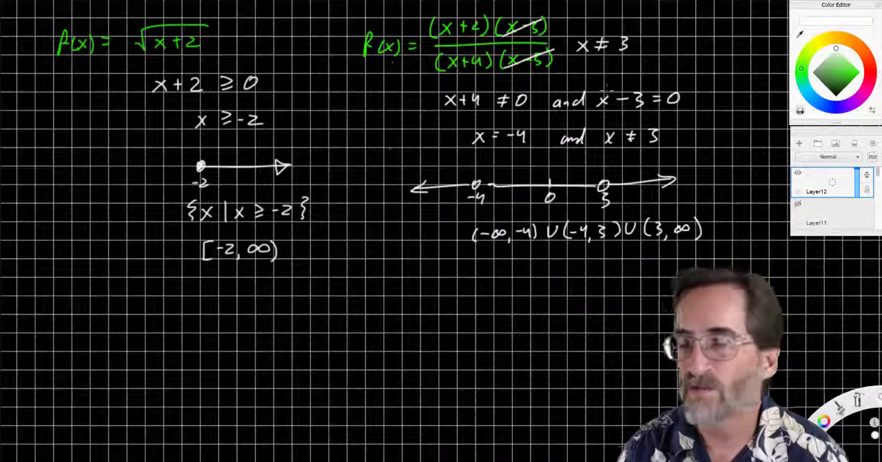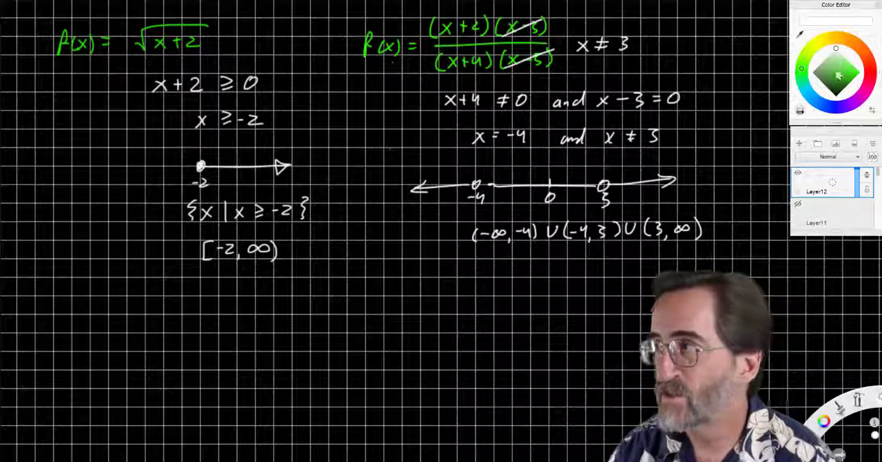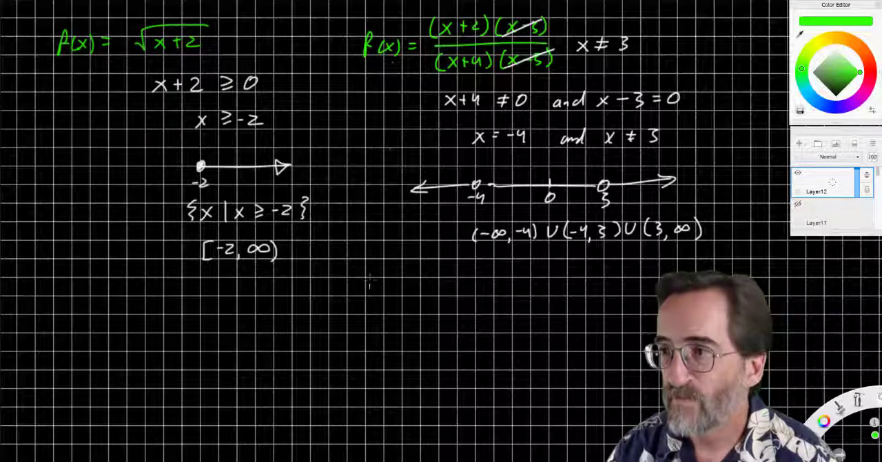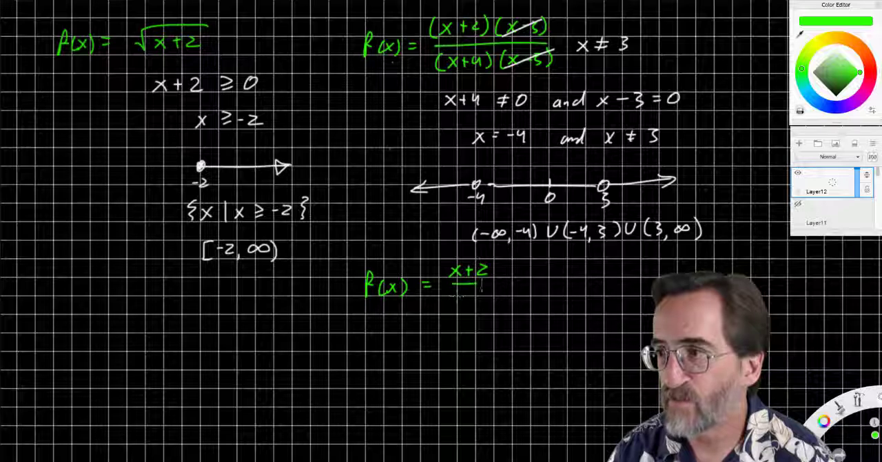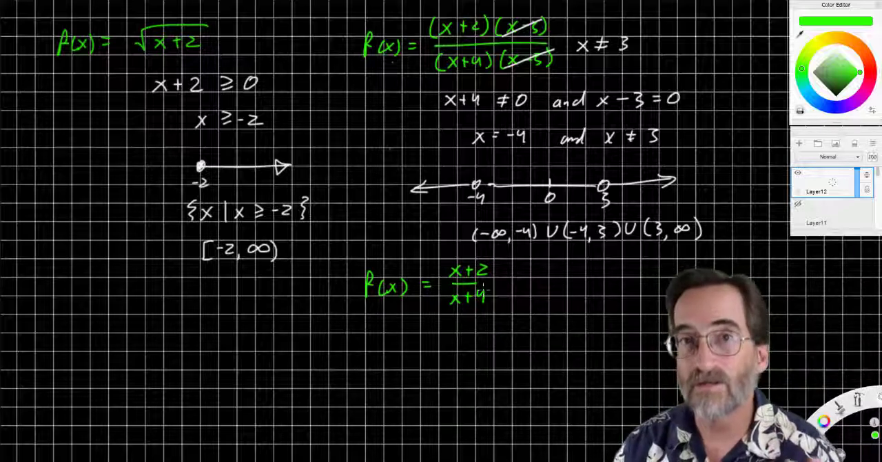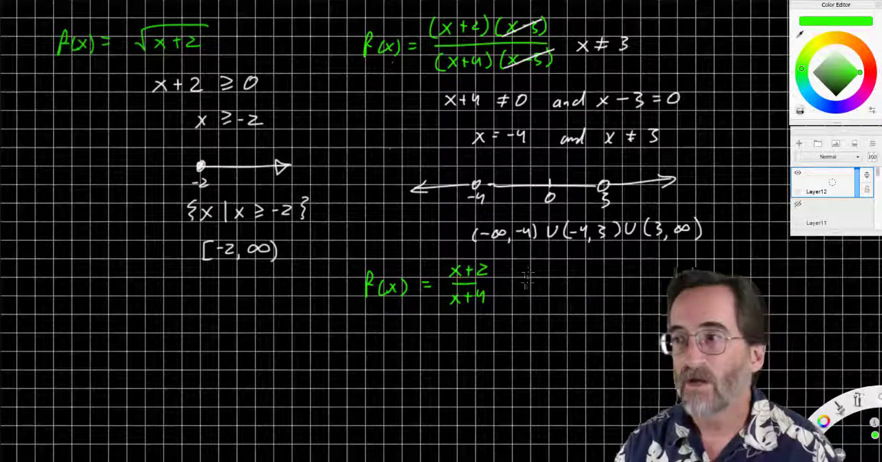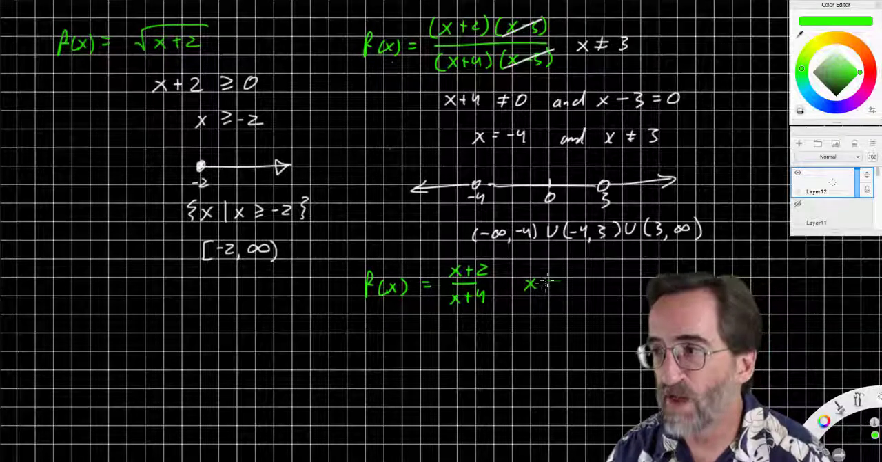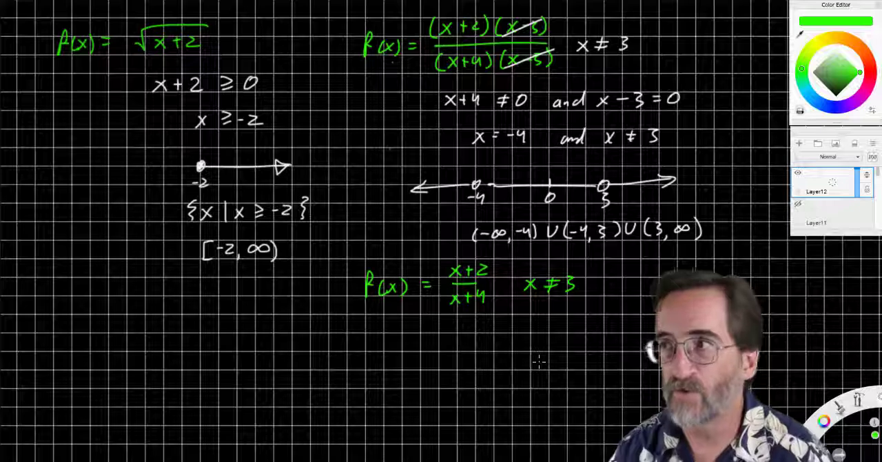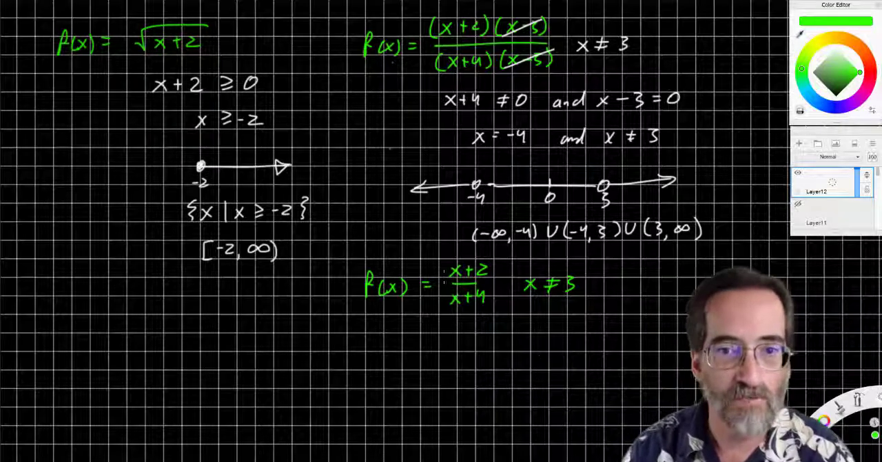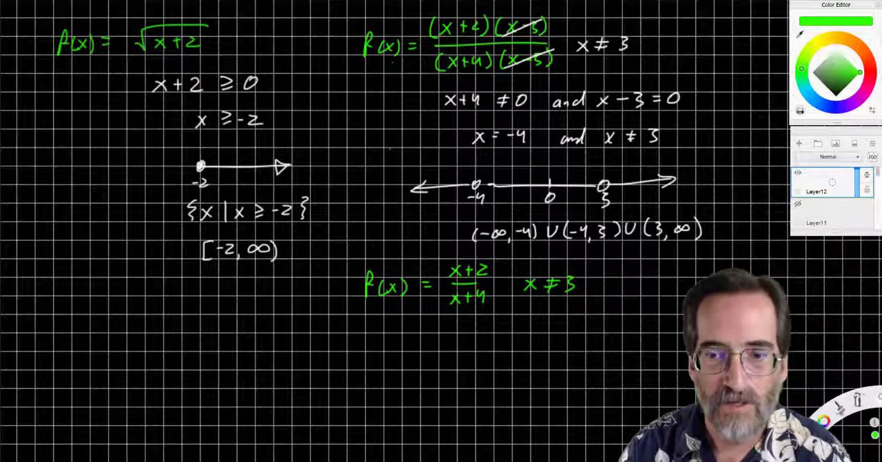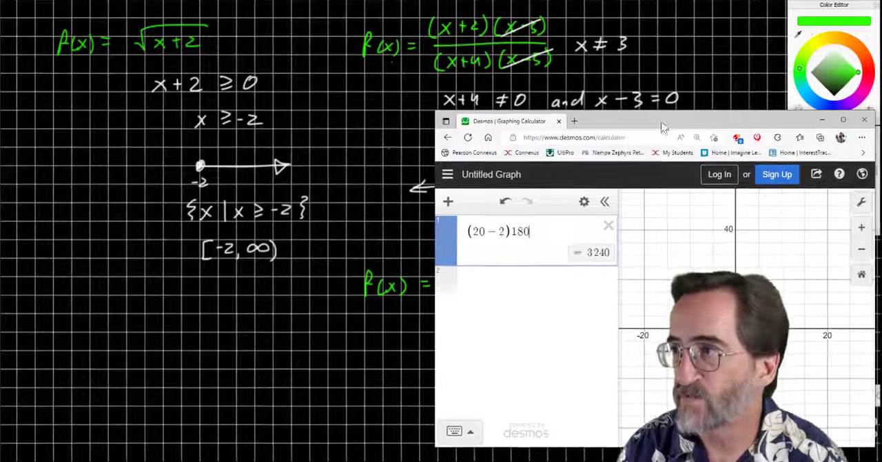And so yes, this function, f of x, is very much the same as f of x equals x plus 2 over x plus 4. But that's technically not the same function. It's only the same function if we add the restriction that x does not equal 3. And let me show you what I'm talking about in Desmos. I can demonstrate this pretty well in Desmos.